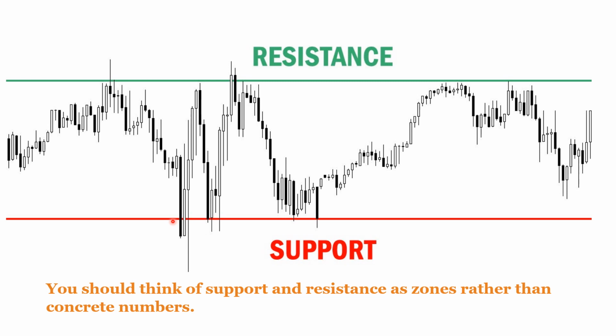With candlestick charts, these tests of support and resistance are usually represented by the candlestick wicks or shadows, here and here. To help you filter out these false breakouts, you should think of support and resistance more as zones rather than concrete numbers.